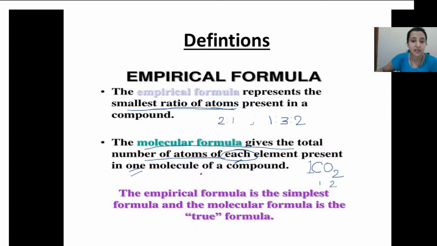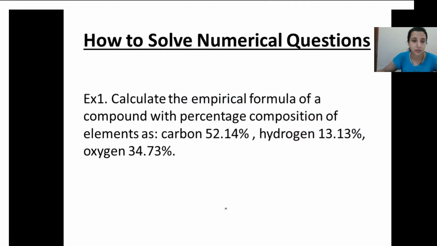If I take another example like H2CO3, which is carbonic acid. So 2 atoms of hydrogen, 1 atom of carbon, and 3 atoms of oxygen are present in one molecule of carbonic acid. So the empirical formula is the simplest formula, whereas the molecular formula is the true formula. Now, to understand in detail how to calculate empirical formula and molecular formula, we can do numericals.